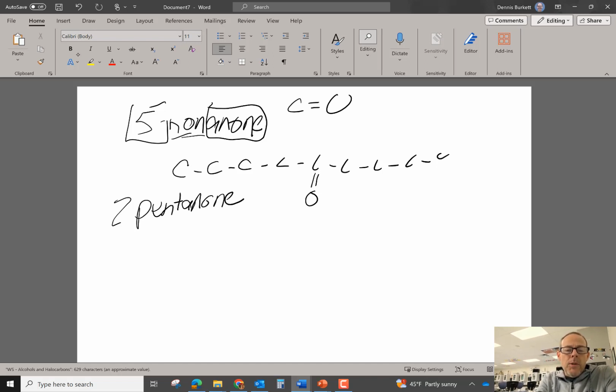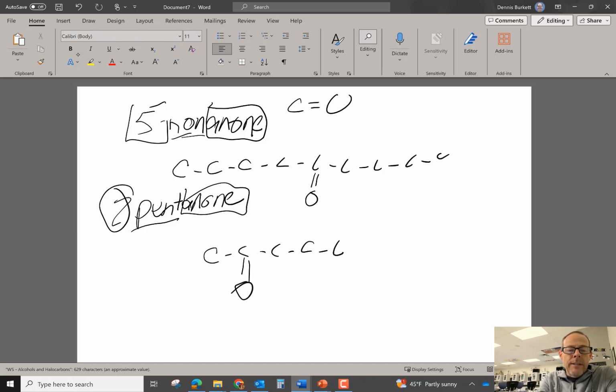All right, so again, pent, 5 carbons, 1, 2, 3, 4, 5. It's an -one, so I know I've got a C double bonded O. And where is the C double bonded O? It is on the 2nd carbon, because there's a 2 in front of it, and my 2nd carbon in my chain is that carbon right there. Okay, so that would be how you write ketones.